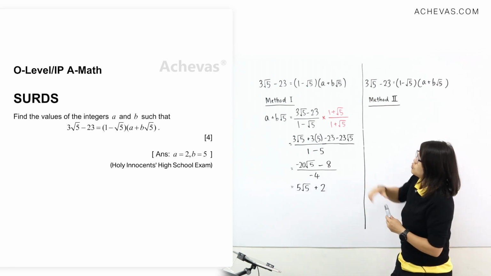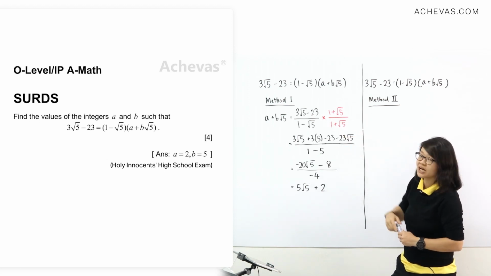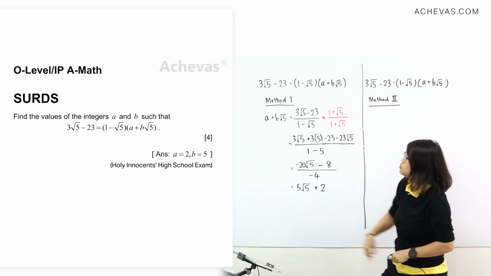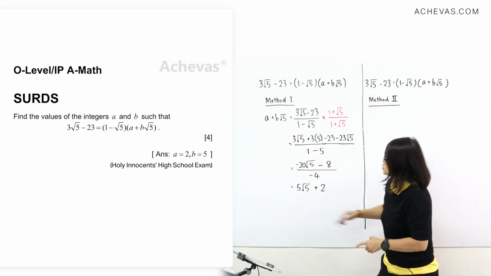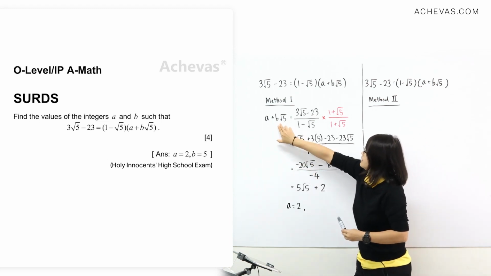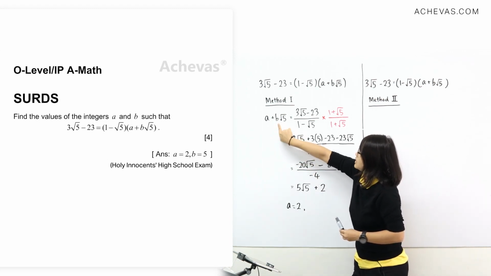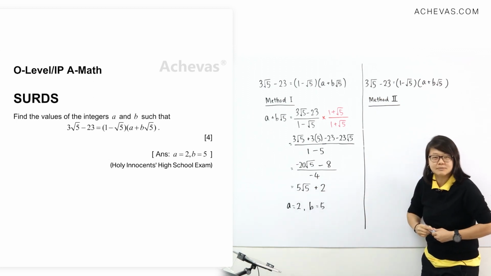Last step, we're going to find the values of a and b. So comparing rational and irrational parts, be a bit careful. a is the rational part, so a must be equal to 2. And b, this whole thing here is the irrational part, so b must be equal to 5. This is method number 1.